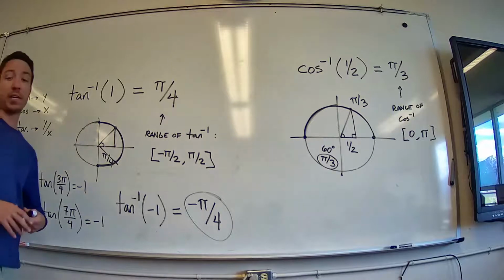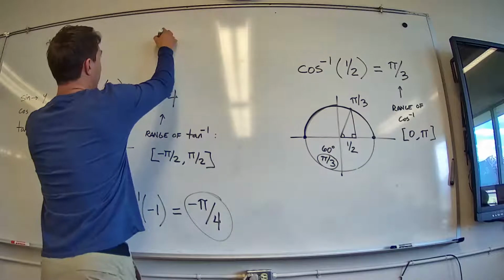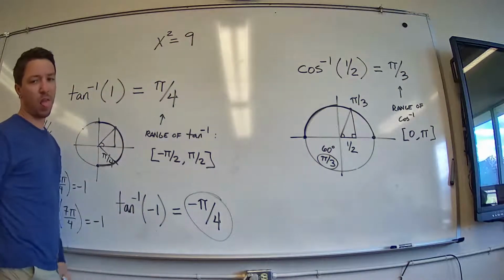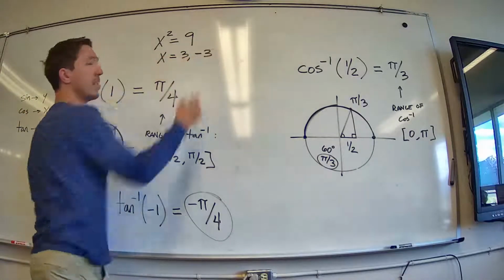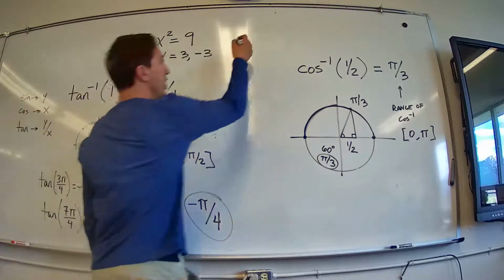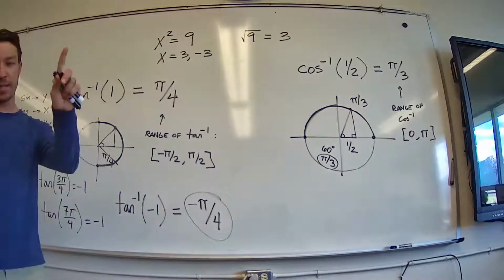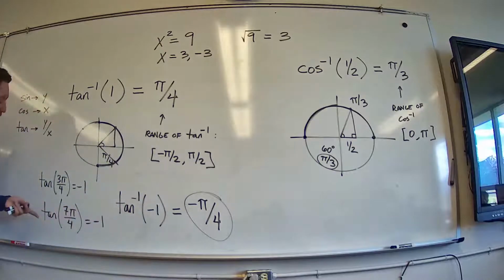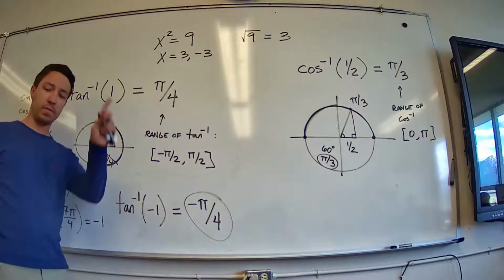My last remark here is it's very similar to this. If I say x squared equals 9, how many answers are there to that question? There's 2 answers, right? There's 3 and -3. However, if I say, what's the square root of 9? That only has one answer, +3. That's kind of what's going on here. To ask the tangent of what makes -1 technically has an infinite number of answers. But to ask what's the inverse tangent of -1 only has one answer.